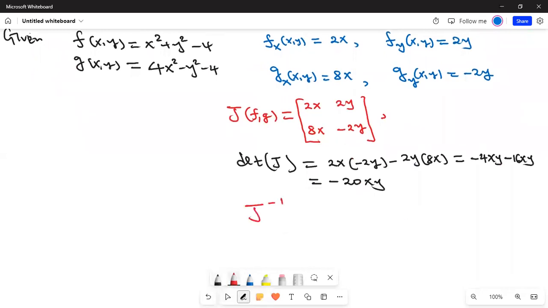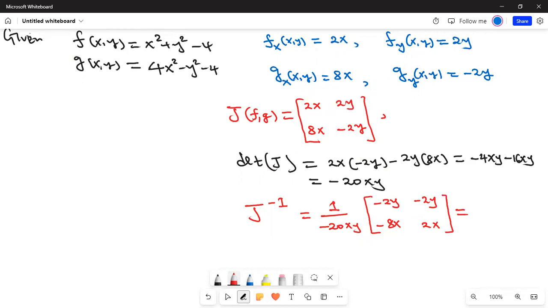J inverse is 1 over the determinant, that is 1 over negative 20xy, times the adjoint matrix, which is negative 2y. Again, here is negative 2y, negative 8x, 2x. That is the adjoint matrix of J.